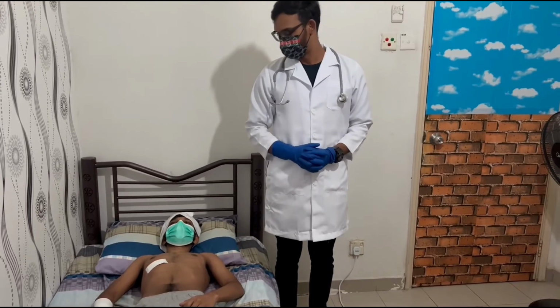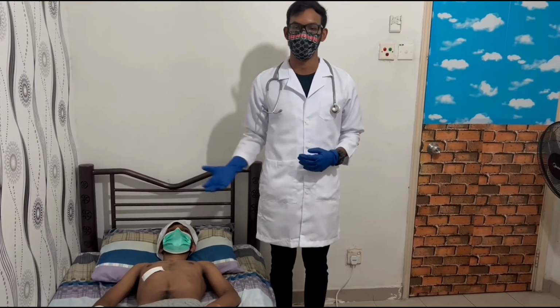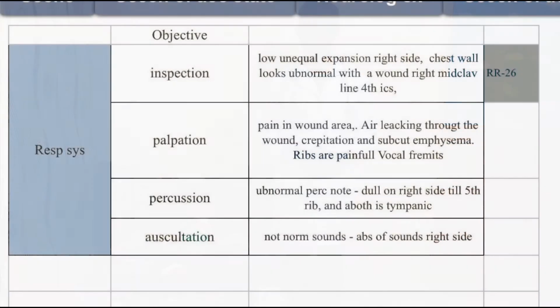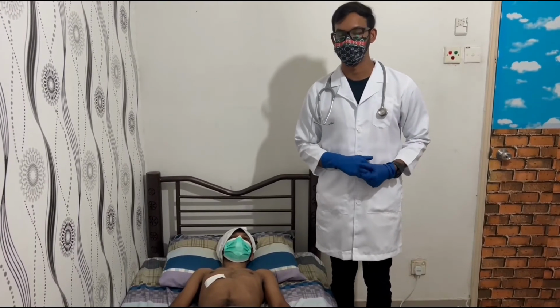Okay. During percussion, the sound is not normal, and there's absence of sound on the right side. So I conclude that the patient has pneumohemothorax on the right side. Okay, now I'm going to inspect the cardiovascular system of the patient.